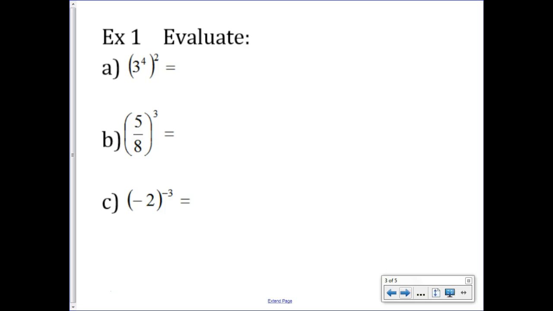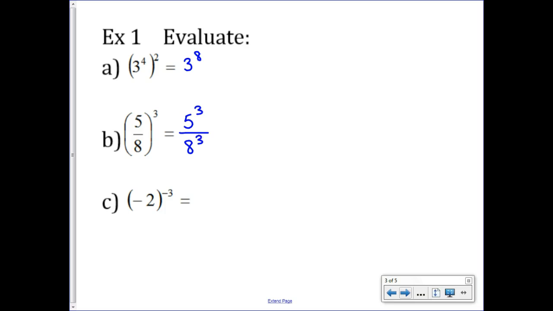So I have 3 to the 4th to the 2nd power. Since I'm taking a power to a power, I'm going to multiply. So 4 times 2 is 3 to the 8th. If that's all it's asking you to do, you don't need to calculate 3 to the 8th, but that's something you could do in your calculator. This one is telling you to take the 3 to each of these. So 5 to the 3rd and 8 to the 3rd.